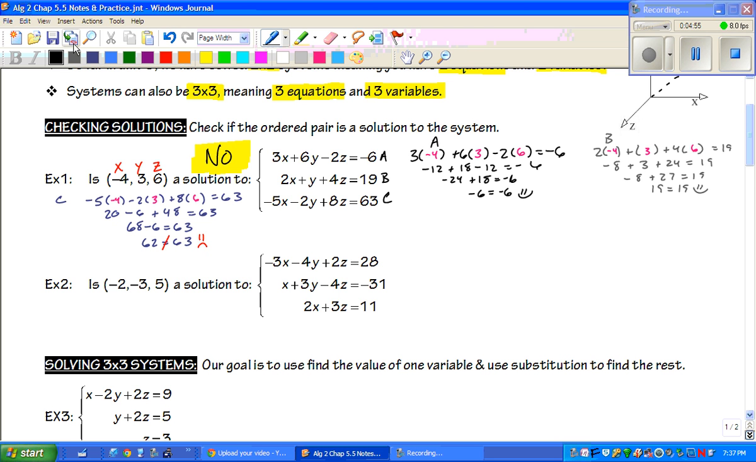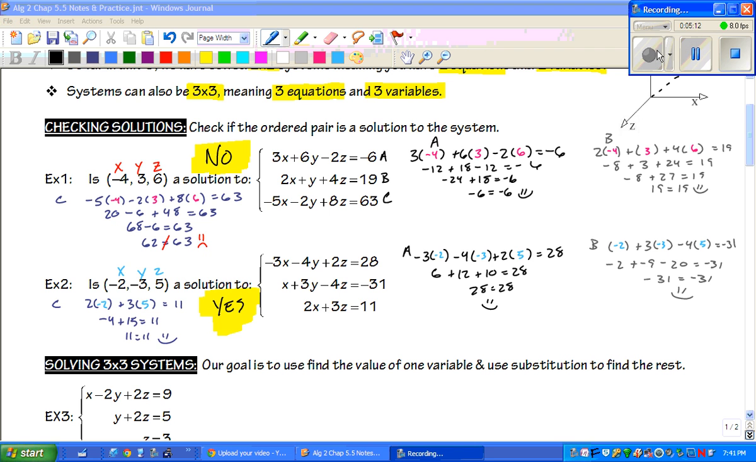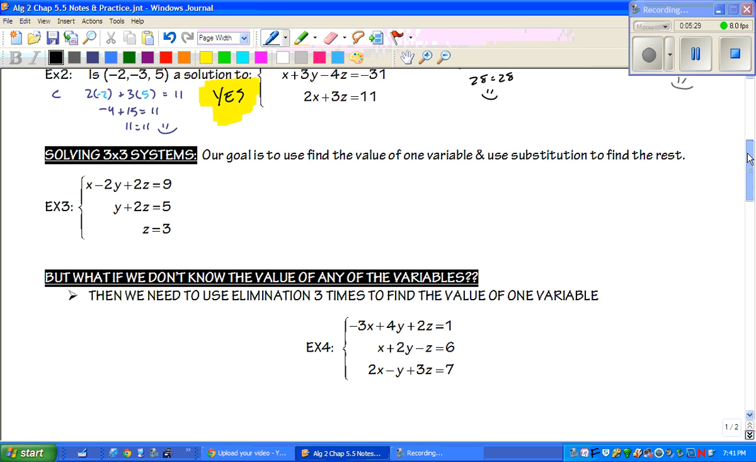Okay, so what I want you guys to do, try A, B, and then see if you can fit C in over here, and go ahead and try that out, okay? Go ahead and pause the video and let's see how you do. Okay, so there's all the work. Now, all of them come out true. We all get true statements, so is that a solution? Yes. Okay, remember, it's got to work for all three of them to be a true solution.